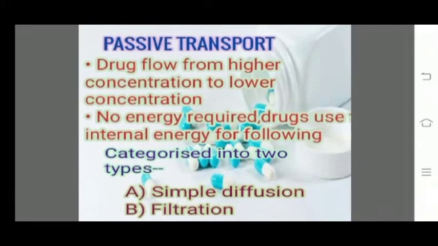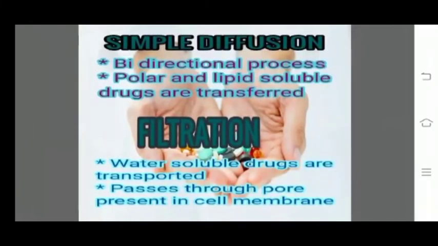Okay, it's categorized mainly into two types: simple diffusion and filtration. First one is simple diffusion. In simple diffusion, lipid soluble non-ionized drugs move from the high concentration to low concentration, that is, along the concentration gradient. The speed of absorption depends on various factors. The higher the concentration gradient, meaning the higher the concentration difference, the higher the rate of absorption.